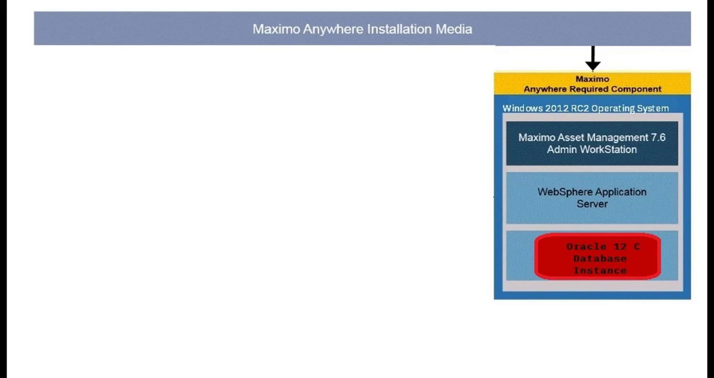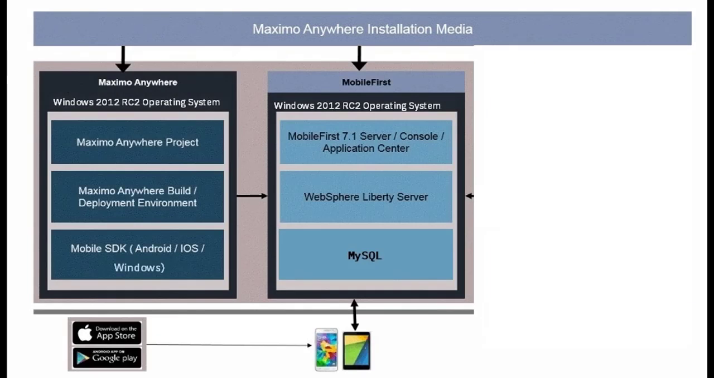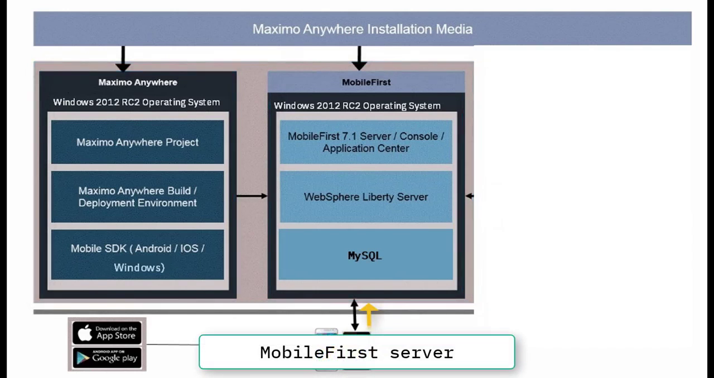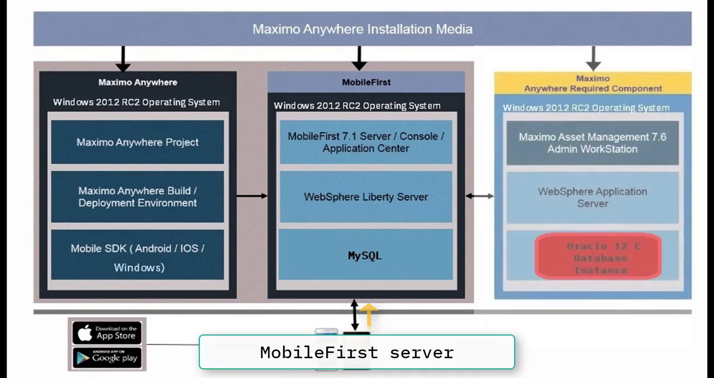A number of deployment topology options exist for installing Maximo Anywhere and IBM Mobile First Platform Server. In this instance, the topology is a single server deployment where Maximo Anywhere and Mobile First Server are installed on the same computer. This is designated as the Mobile First Server.